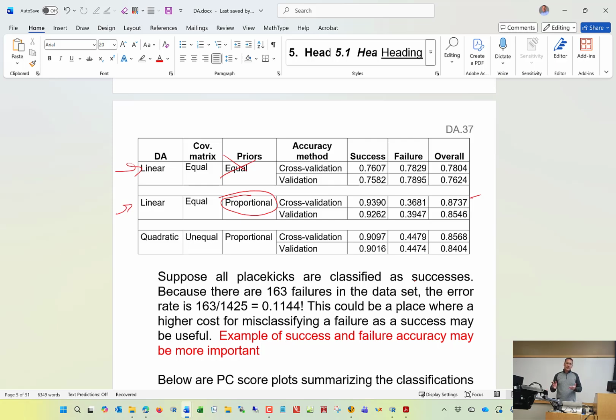But also, though, while it's good to focus on this column, you should also look at the other two columns. How good do we do for predicting successes? How good do we do with the failures? And now we can see some differences. And again, let's just focus on the bottom.